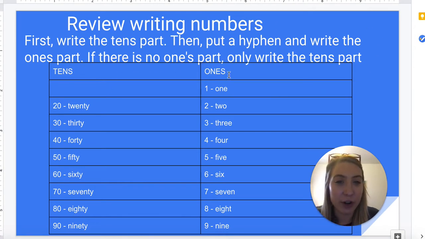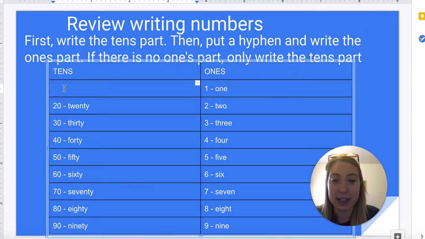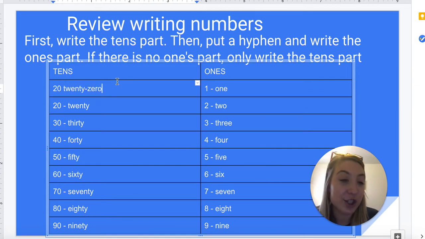And to go over the hyphen, if we saw this number, we wouldn't write 20, 0, we just say 20. But if we saw this number, I'm going to look in my tens place, I have a 3, so I know I'm going 30. And then in my ones place, I have an 8, so I'm going to look down at my 8, hyphen 8. So now let's go over some examples.